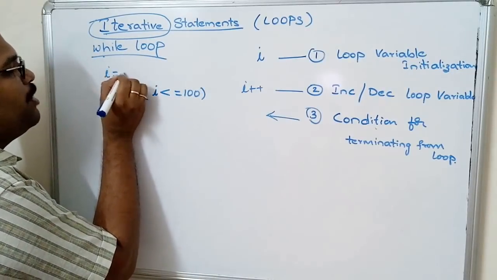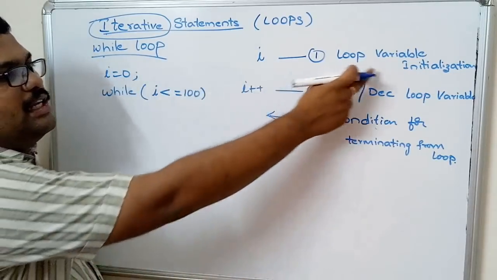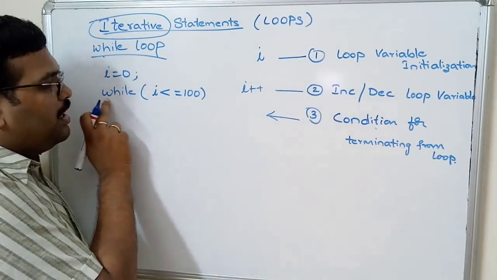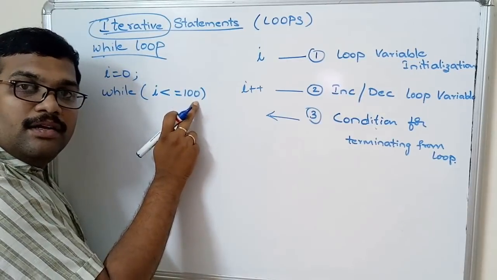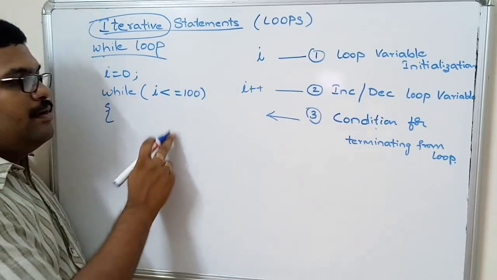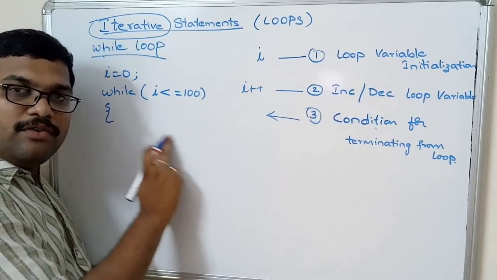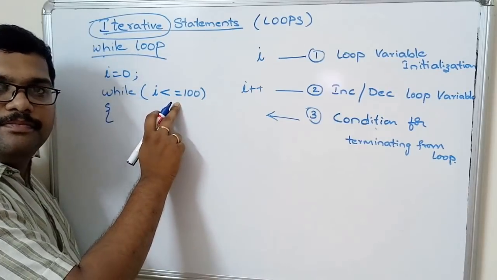So initialize the loop variable. Let us take I as the loop variable. I have initialized the loop variable I is equal to 0. I have started the loop: while I less than or equal to 100, the block of statements will execute until this condition becomes false.